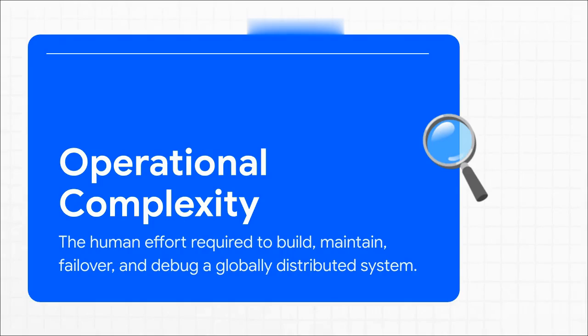And finally, our last compass point, operational complexity. This isn't about servers or dollars. It's about people. It's the human cost. How much work is it going to be for your team to run this thing? Because sure, a global database is magic when it works, but when it breaks, trying to debug an issue across 3 continents in 5 time zones, that can be an absolute nightmare for your engineers.